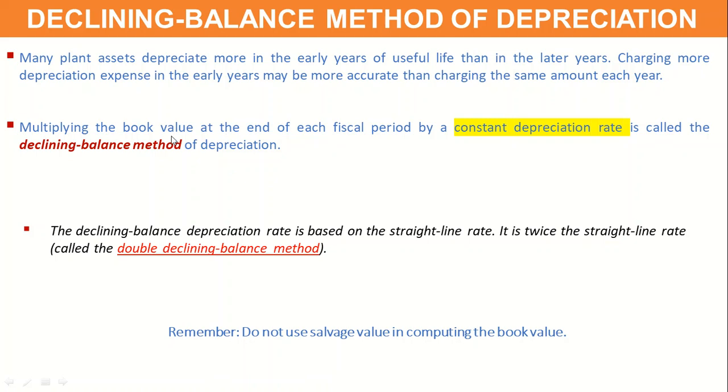Multiplying the book value at the end of each fiscal period by a constant depreciation rate is called the declining balance method of depreciation. So we will have a constant depreciation rate, but that depreciation rate will be double what we calculated in the straight line method. So it is also called the double declining balance method of depreciation. In the very same way we will calculate the depreciation rate, but then we will multiply it by 2 because it is twice the straight line rate.